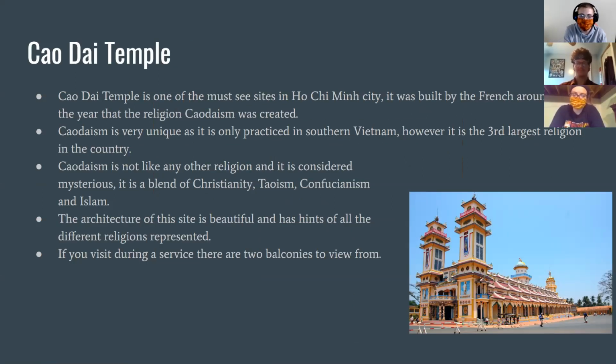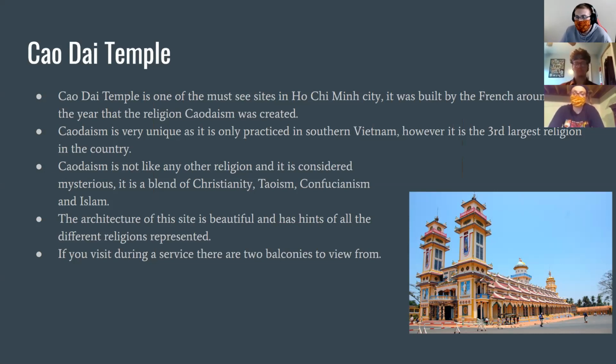The Cao Dai Temple is northwest of the city, and it's very unique. It was built by the French in 1926, and that is around when the religion of Caodaism was created, which is what is performed at this temple. It was created in southern Vietnam, and the vast majority of practitioners are still in South Vietnam. However, it's the third largest religion in the country.